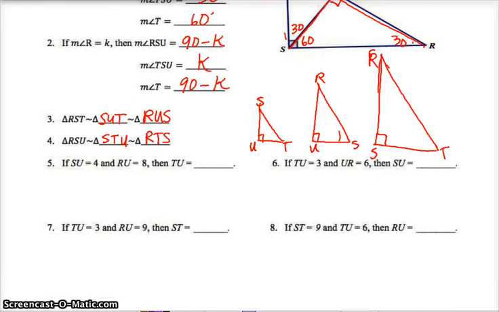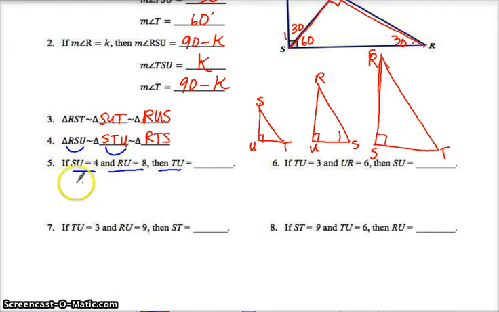So now I'm giving you measures. And I say if SU is equal to 4 and RU is equal to 8, let's find TU. We'll use any of these 2 triangles which relate these to each other. So I see an SU here and an RU here.